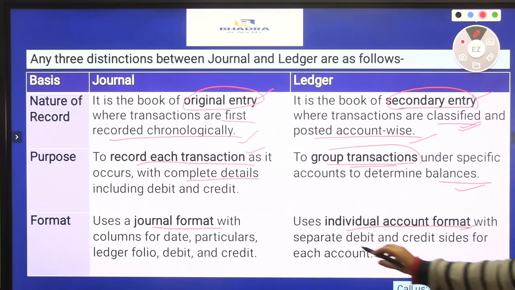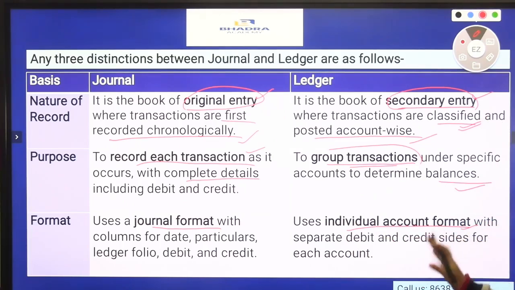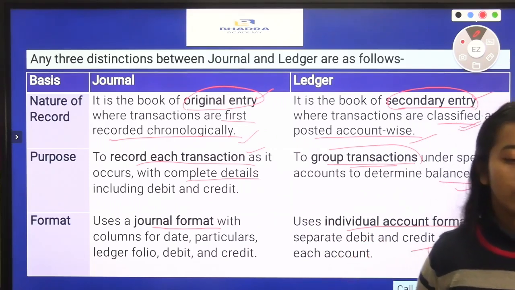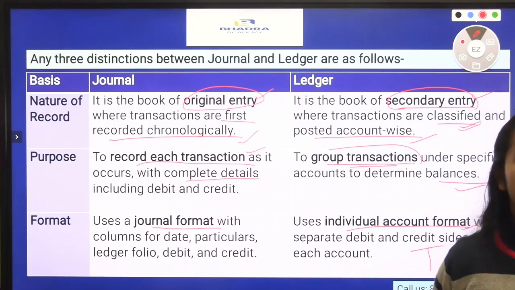And all the format here is individual account format with separate debit and credit sides for each account, or we can say the ledger looks somehow like a T account. The format will be like that of a T, the T letter in the alphabet. So these were the distinctions between a journal and a ledger.